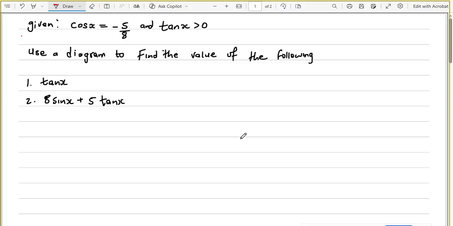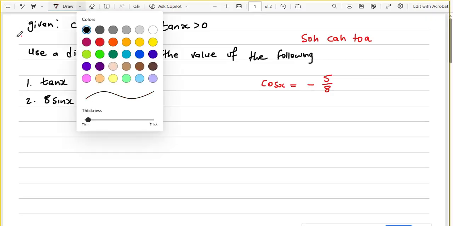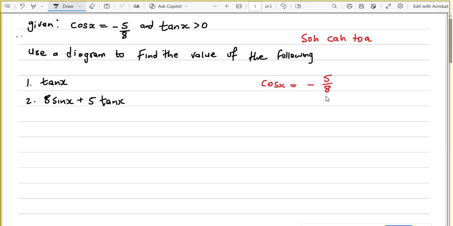First things first, we draw the diagram because the cos x is given as a fraction. When it's given as a fraction, look at this. This is -5 over 8. I know that it's easy for you to do these things, but there are some things that you might have problems with when working on it. Remember when we use the SOH CAH TOA tool, one thing that I need you to pay attention to is that between the 5 and the 8, which one is negative? Can you tell me which one will be negative?